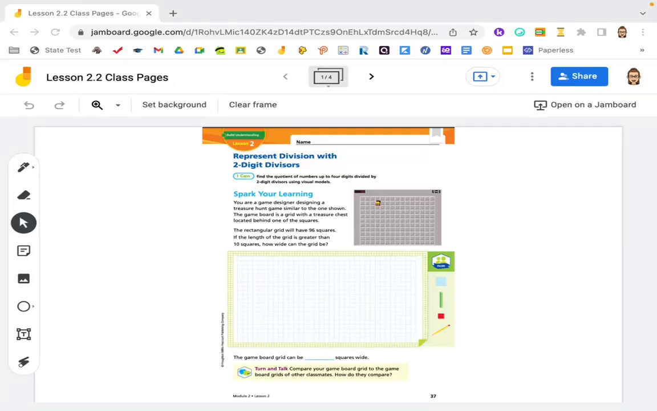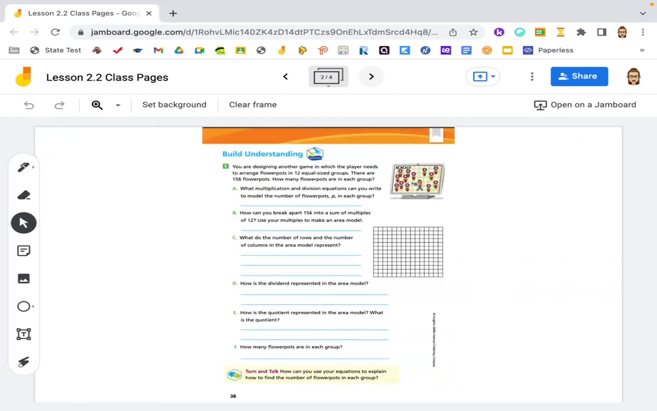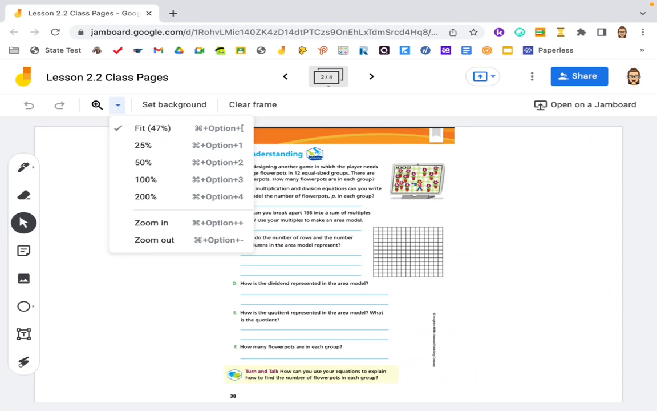Hello, my mathematicians. Today we are looking at Module 2, Lesson 2, which is all about representing division with two-digit divisors. Hopefully by the end of this lesson, you will be able to find the quotient of numbers up to 4 digits divided by 2-digit divisors using visual models. So we're looking at visual models. So we're going to go ahead and go to the Build of Understanding on page 38.